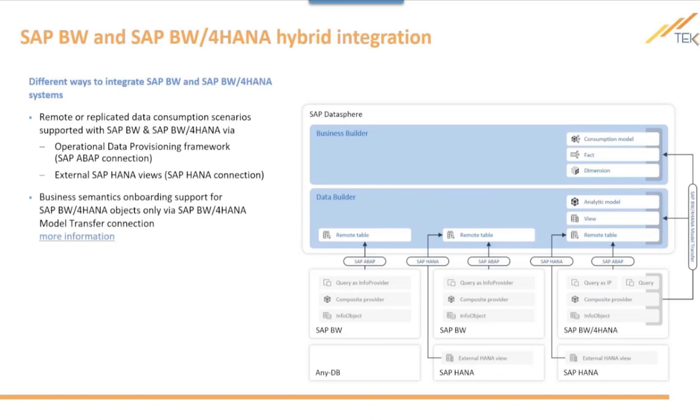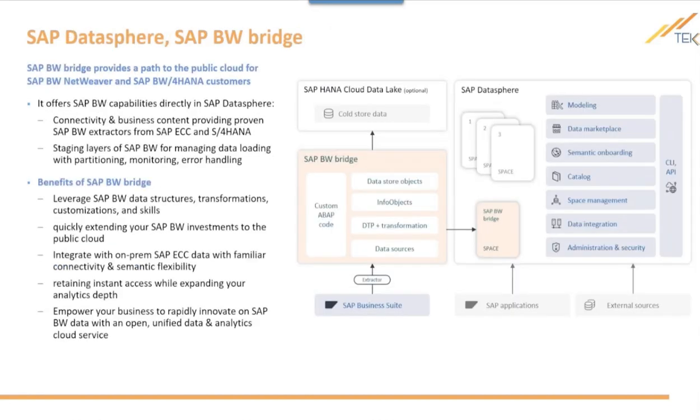Going one step further into how the BW and BW4 hybrid integration works, as the picture shows, it supports BW on NetWeaver DB, BW on HANA, BW4 HANA. Obviously, BW4 HANA has more advantages, like semantic onboarding, which supports only BW4 HANA objects. So data will still be on-prem, and DataSphere can be more like a virtualized layer. The other one is complete DataSphere migration using BW Bridge.